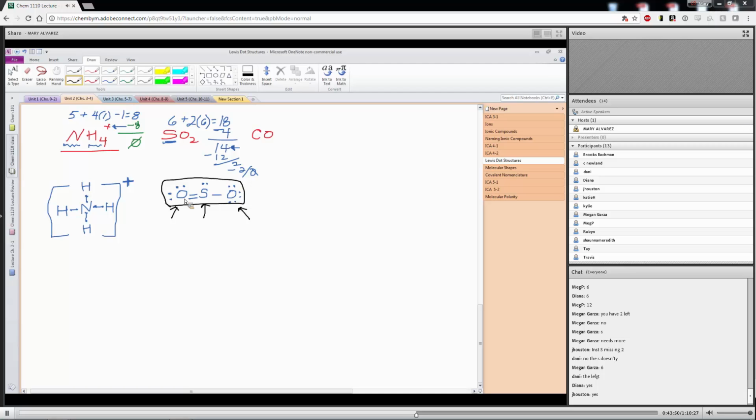Okay, but this is the right structure. It's the only way we can put 1 sulfur atom and 2 oxygen atoms together to get 18 electrons, so that everybody's happy. All right, any questions on SO2 before we move on here?